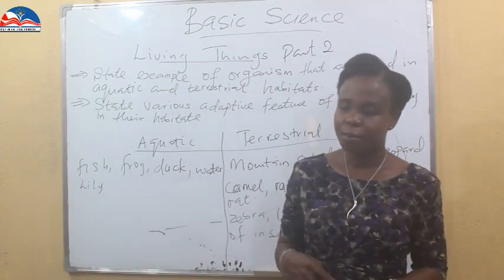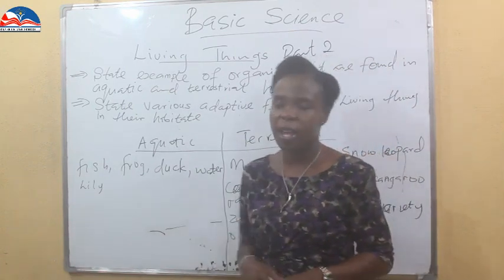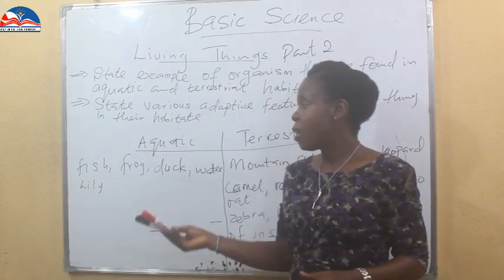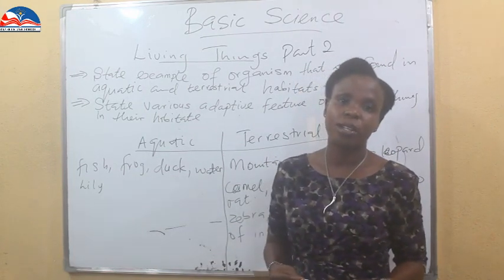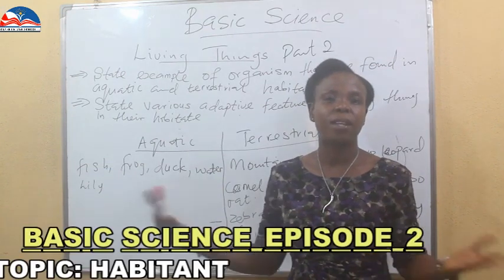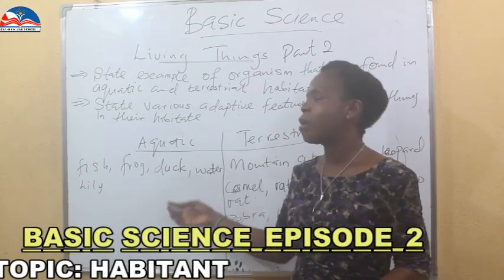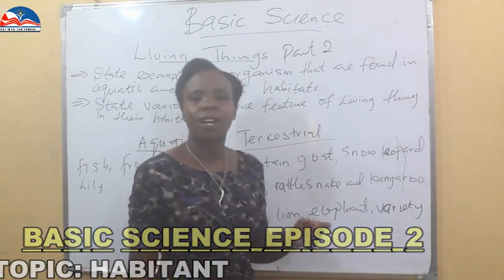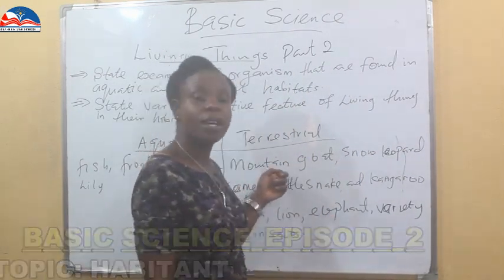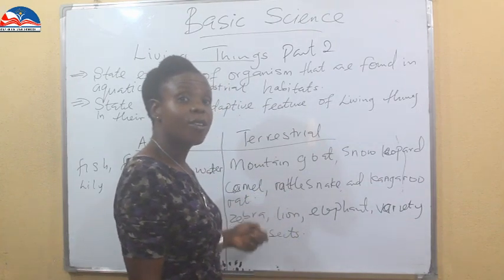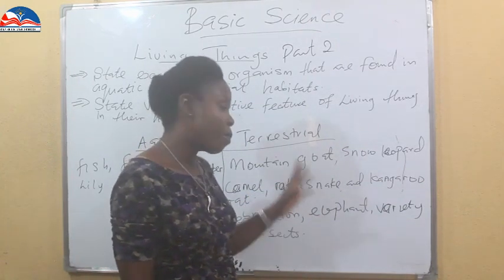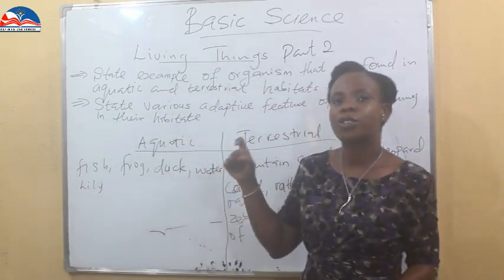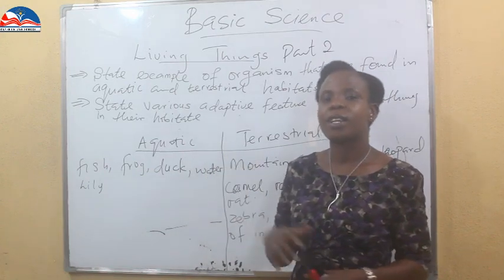Your assignment is, apart from these examples I gave, under aquatic habitat, list 3 other creatures or organisms. It can be insects, plants, or animals that can be found in the aquatic habitat. Then under the terrestrial, under the mountain habitat, the desert habitat, and the grassland, please find, apart from the ones I mentioned, 3 examples of creatures or organisms that can exist therein.